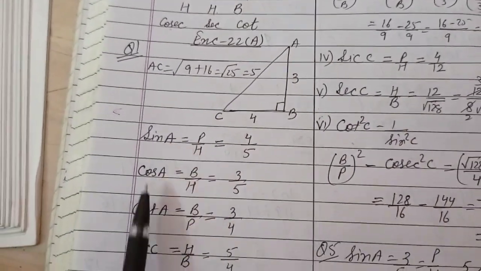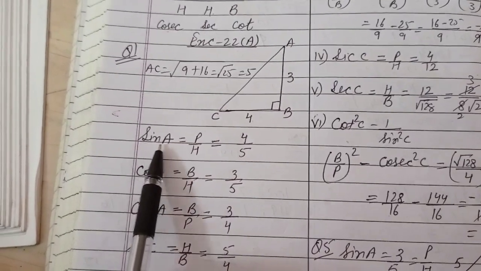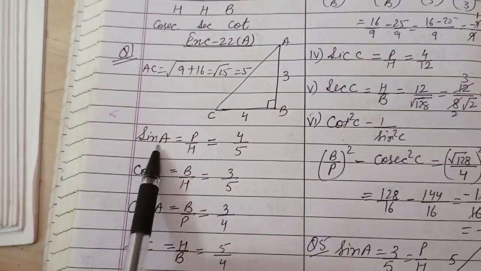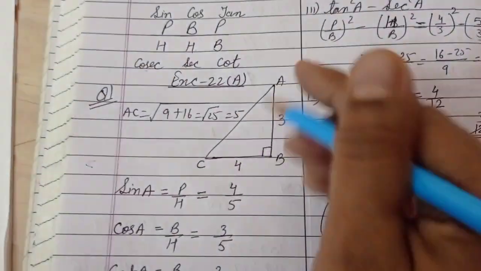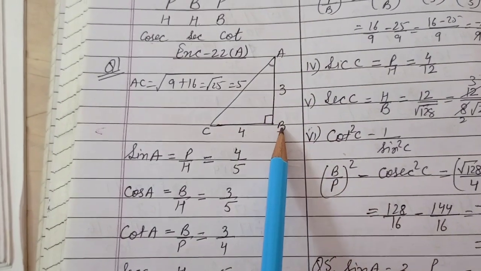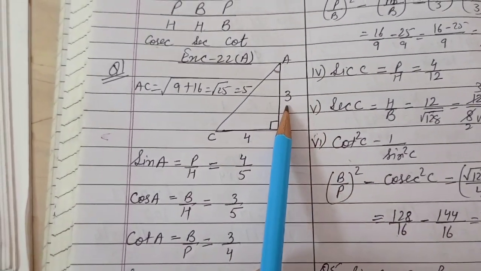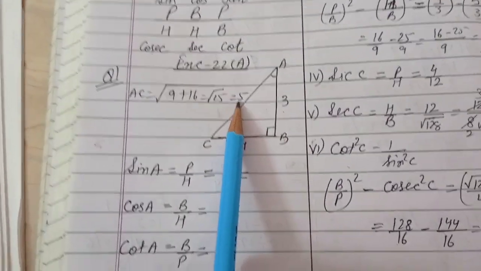Now you are asked to find the values of these ratios. Look, first is sine A. Now which angle is given? A is given. So you will mark this angle with pencil. Clear? Now tell me, AB is the side on which two angles are formed. So this will be base, this will be perpendicular, and this will be the hypotenuse.